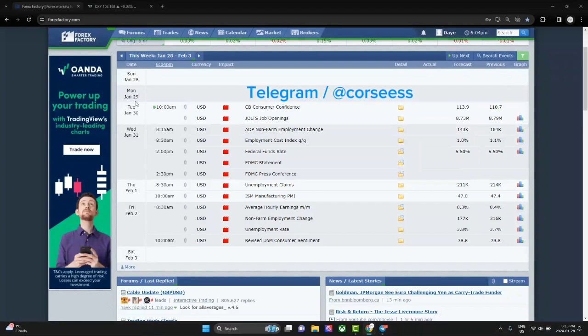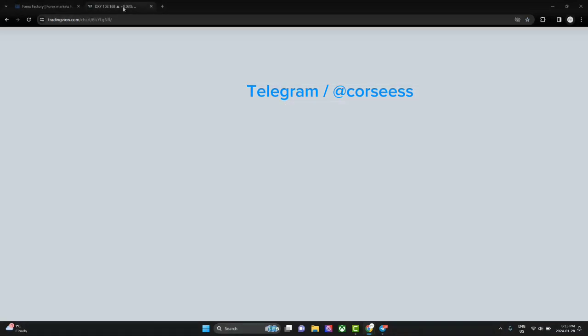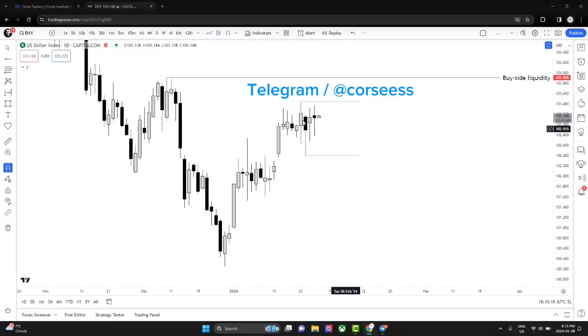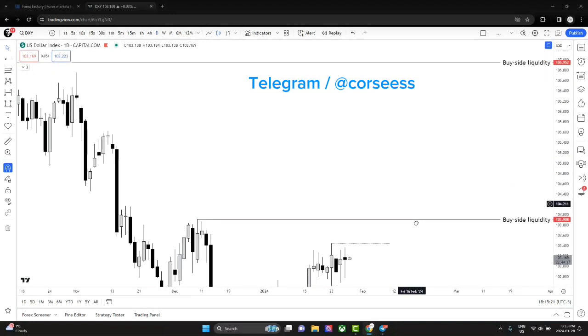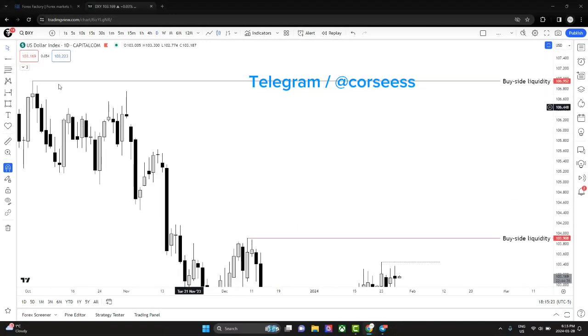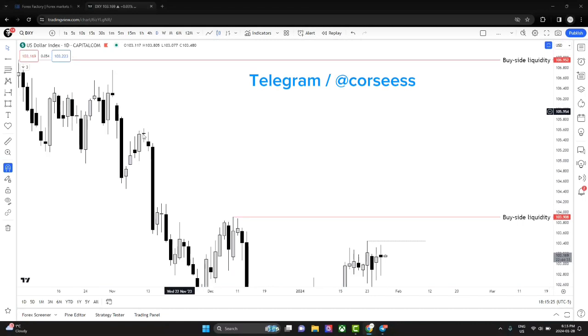Now we'll be looking at the charts. Okay, so this is the dollar index. We always start our analysis with the dollar index. And as you can see, I have these bright red lines, buy side liquidity. Here too as well, buy side liquidity above these highs. Yeah, this is buy side too, but I just didn't feel the need to draw a line there.